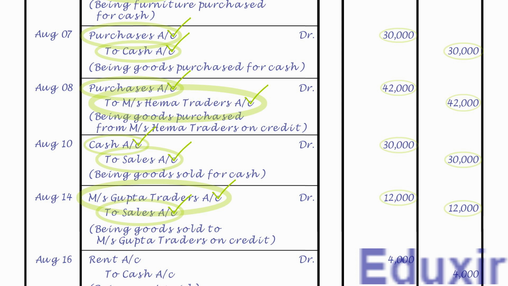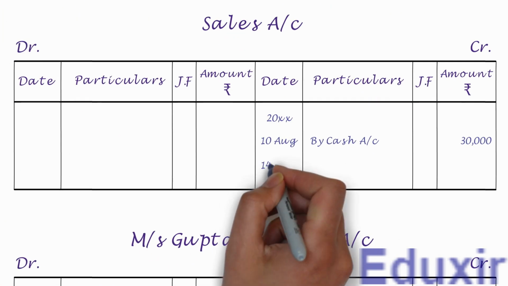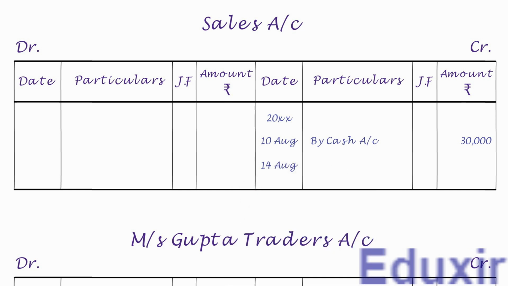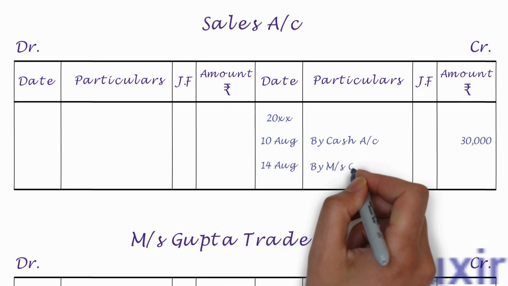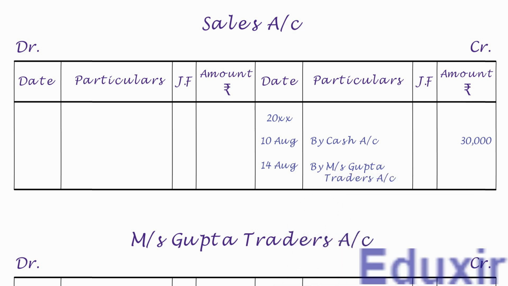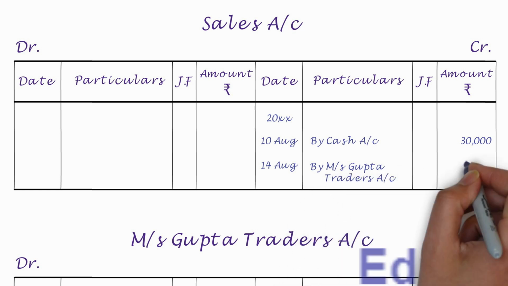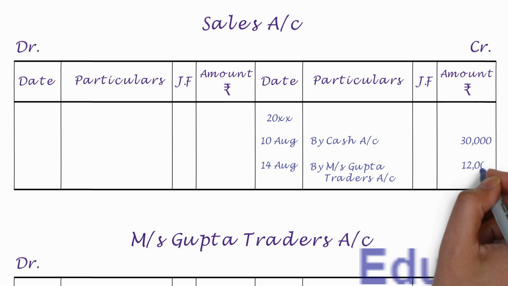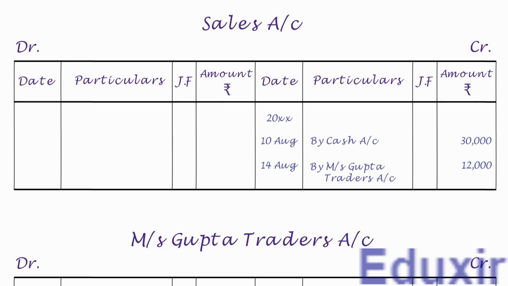Now on the credit side, let us first write the date in the date column. We need to write by Messrs Gupta Traders account into the particulars column. Let us write the credit amount of 12,000 rupees into the amount column. With that, we have completed the posting of this journal entry into the sales account. Let us now take up the next entry.